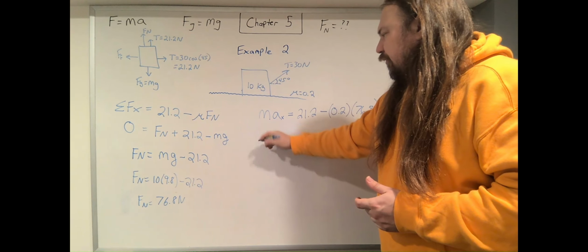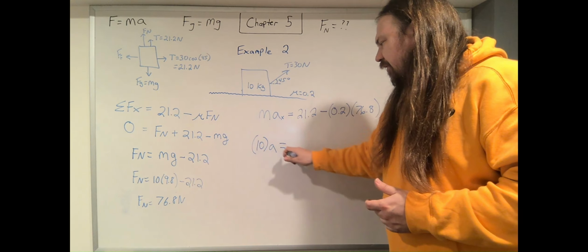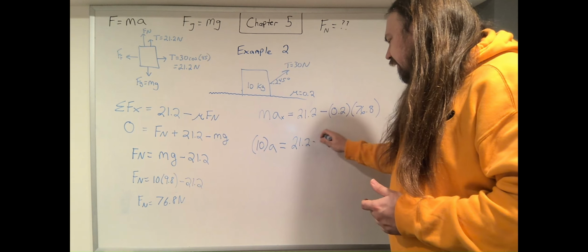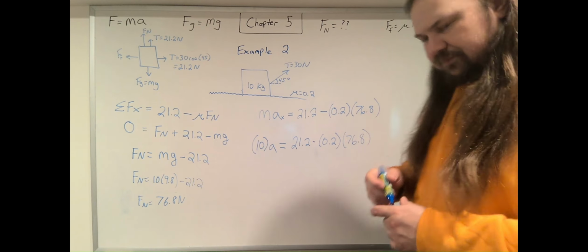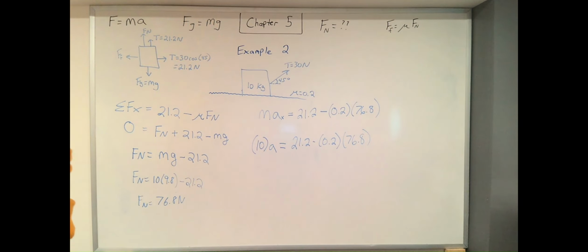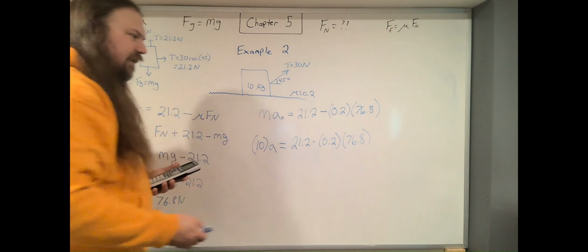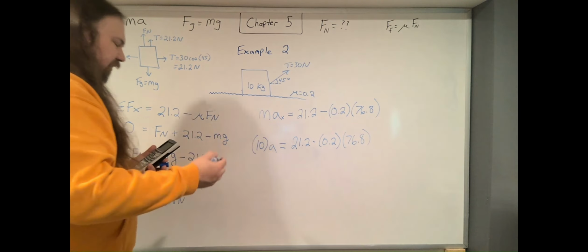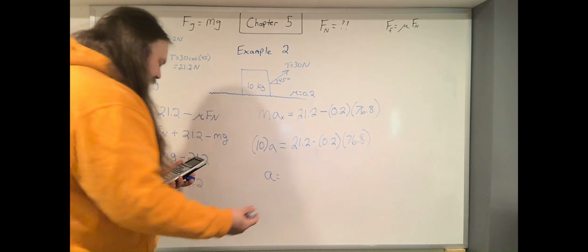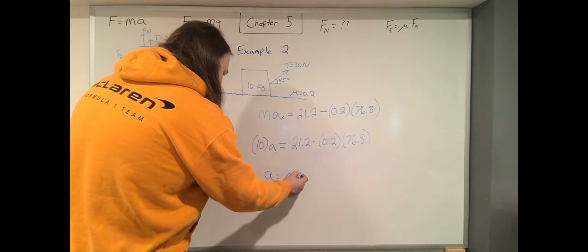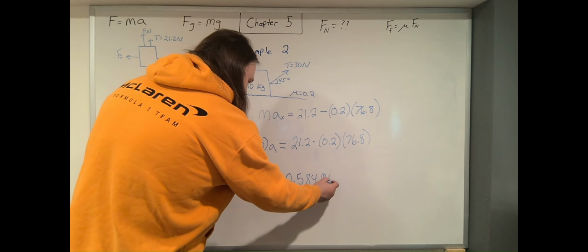Okay, so m, I know what m is. That would be 10. Okay, this will give me all of my a's, 21.2 minus whatever this number is. So here we're just going to plug into our calculators. We take that, we divide by 10. And you should get a good acceleration. So do that out on your own. See if you can get the same answers that I have. We have 0.584. And that would be meters per second squared.